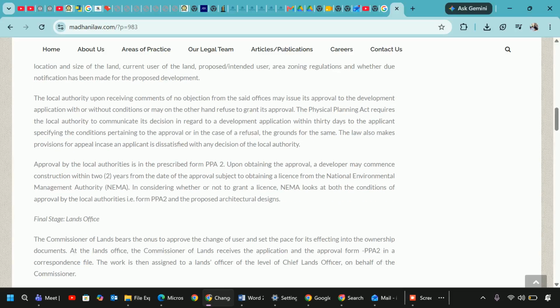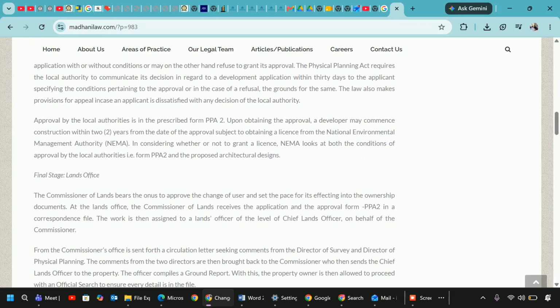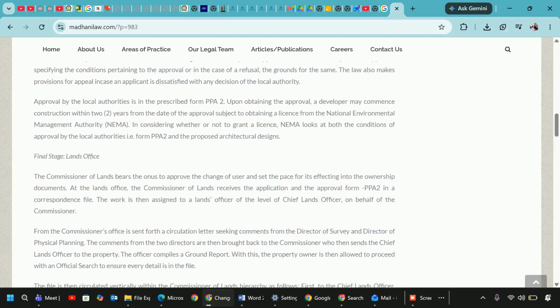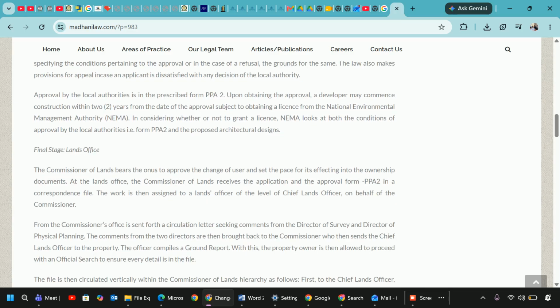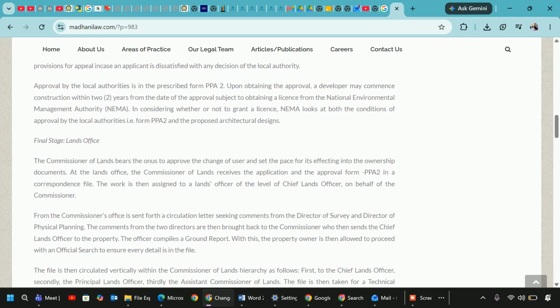Then from there you go to the Lands Office. This is the final stage. The Commission of Lands bears the onus to approve the change of user and set the pace for its effecting into the ownership documents. At the Lands Office, the Commission of Lands receives the application and approval in form PPA2 in a correspondence file, and the work is then assigned to a lands officer of the level of Chief Lands Officer on behalf of the Commission.